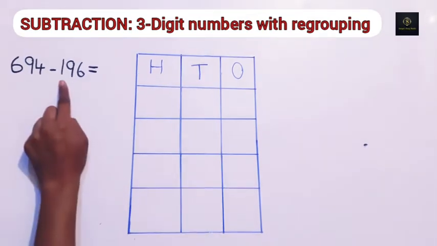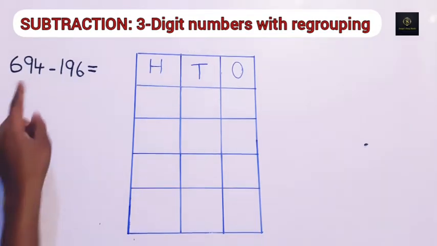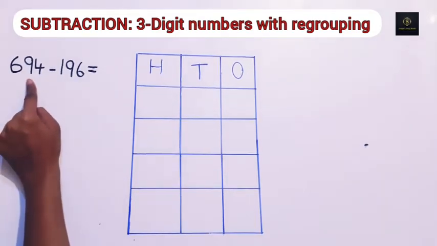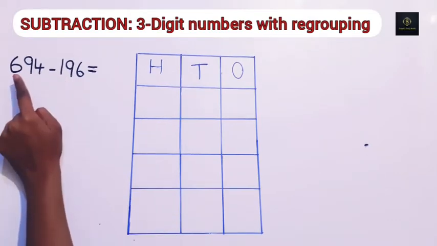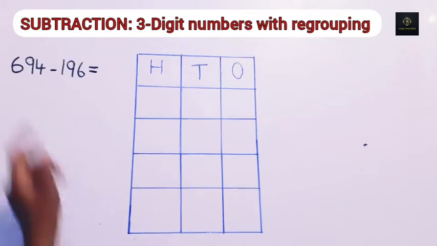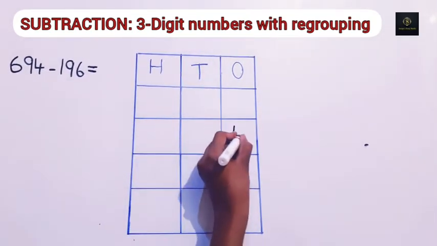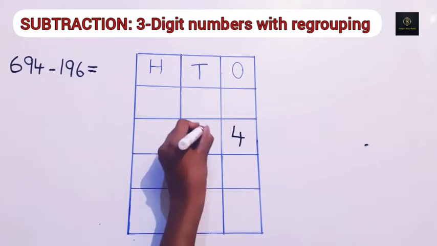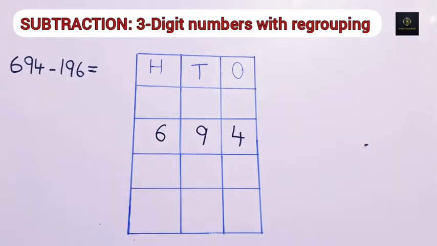694 minus 196. First, let us place these numbers in their respective places. So, which is the greater number? 694 or 196? Yes, 694. So, 694 is the minuend. Let's place them in their respective places. That is 4 in the ones column, 9 in the tens column and 6 in the hundreds column.